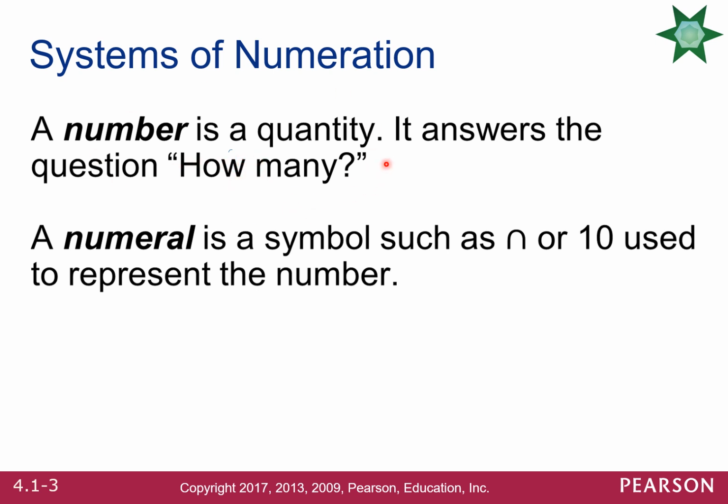It's a quantity. A numeral, on the other hand, is a symbol to represent a particular quantity or a particular number. And different numeration systems use different symbols. However, the symbols that we use, which are pretty much used all over the world nowadays, are called the Hindu-Arabic numeral system. All right, Hindu-Arabic numeral system.